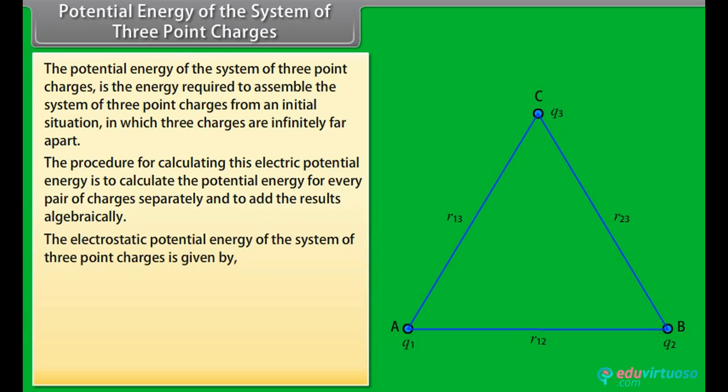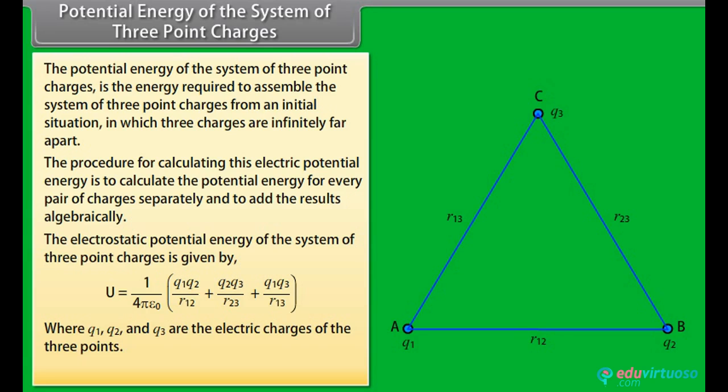The electrostatic potential energy of the system of 3-point charges is given by U is equal to 1 upon 4 pi epsilon naught multiplied by Q1 Q2 upon R12 plus Q2 Q3 upon R23 plus Q1 Q3 upon R13, where Q1, Q2 and Q3 are the electric charges of the 3 points, and R12, R13 and R23 are their separation distances. Potential energy of an electric dipole in an external field.